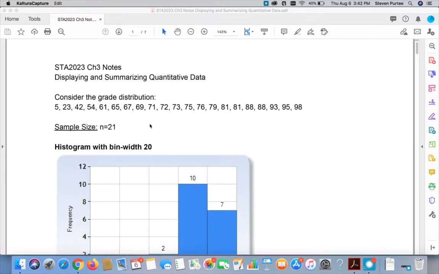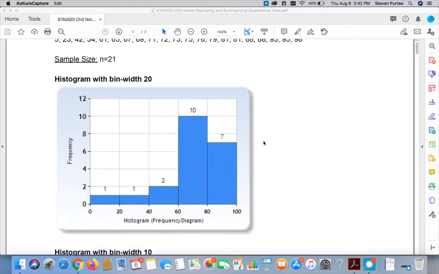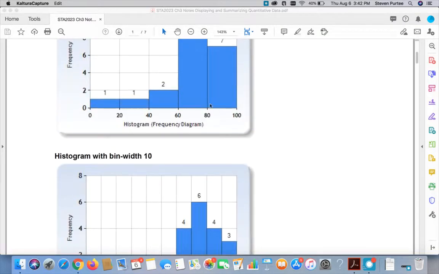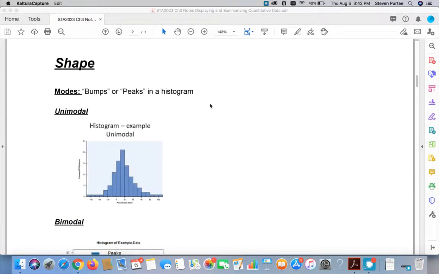Okay, we are still looking at this grade distribution, which is quantitative or numerical data. Now we're going to look at the shape of this histogram. We're going to have a video for shape, one for center, the middle of the histogram, and one for the spread, how spread out it is. The first thing we look at with shape is how many bumps do we have?